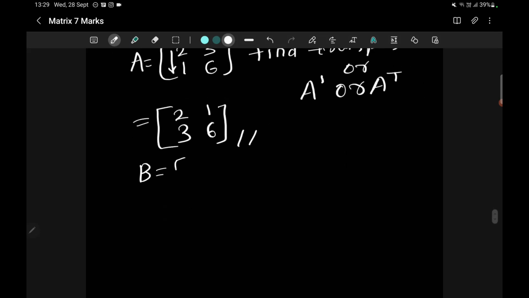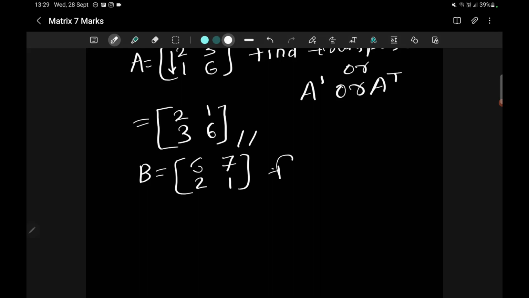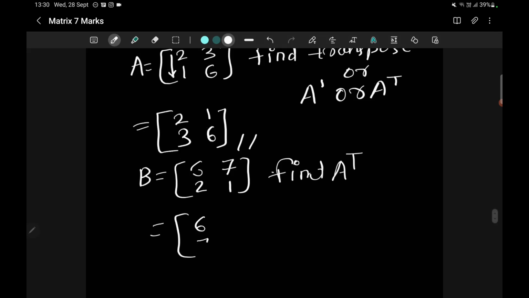Let's take one more example, that is 6, 7, 2 and 1. Then we will find the transpose. Transpose will be 6, 7, 2 and 1. We just interchanged the rows with columns.